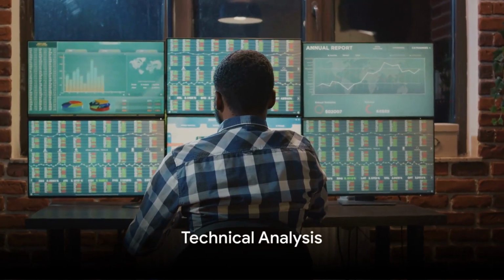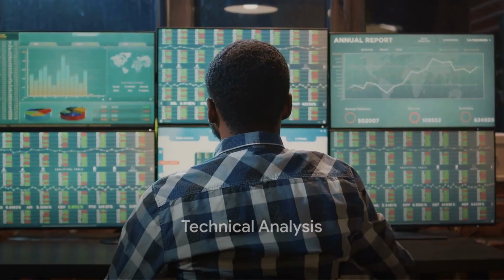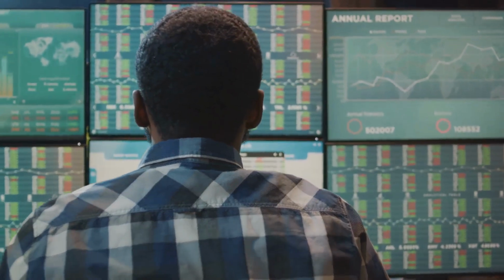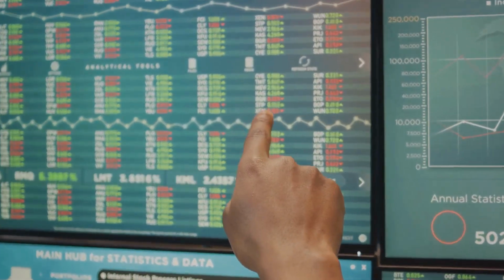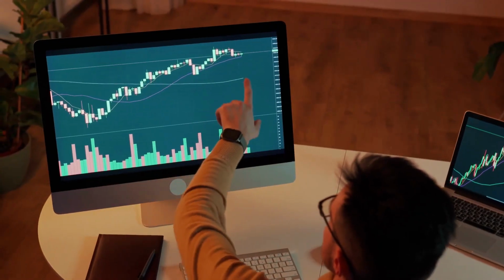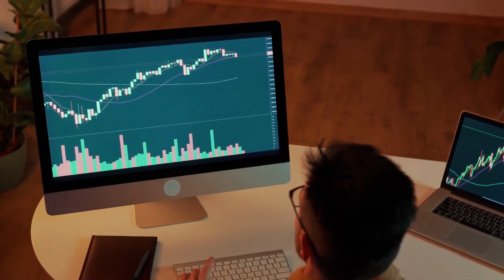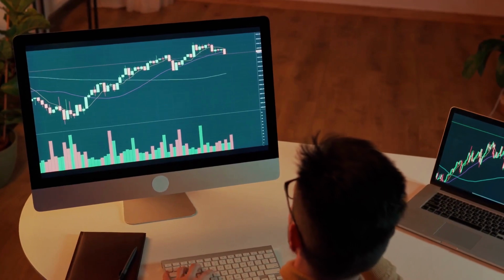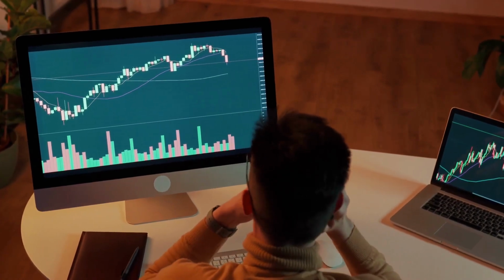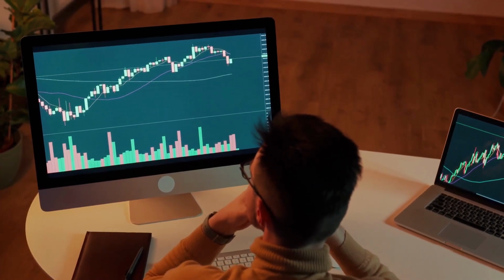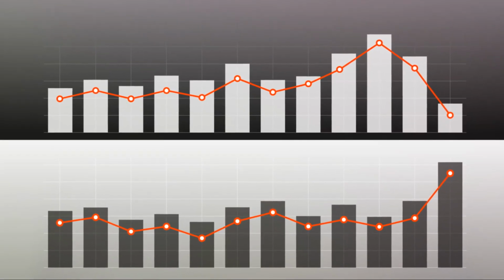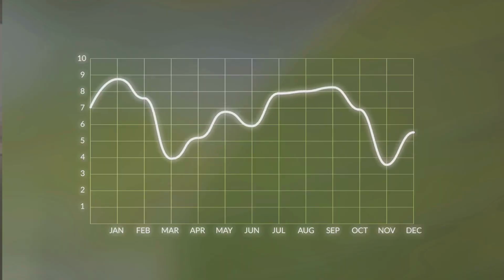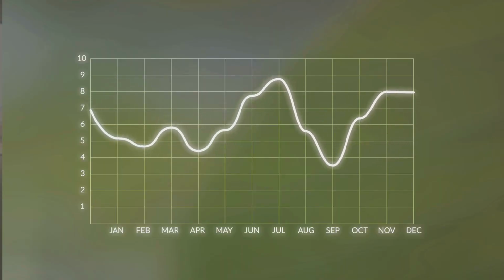Moving on, let's unpack the concept of technical analysis. Imagine for a moment that you're a historian, meticulously studying the past to predict the future. Well, that's a bit like what technical analysis is all about. But instead of ancient civilizations or world wars, you're looking at past market data. The two main characters in this historical drama are price and volume.